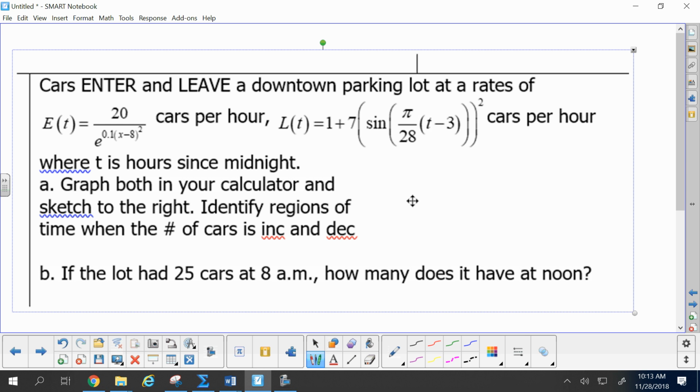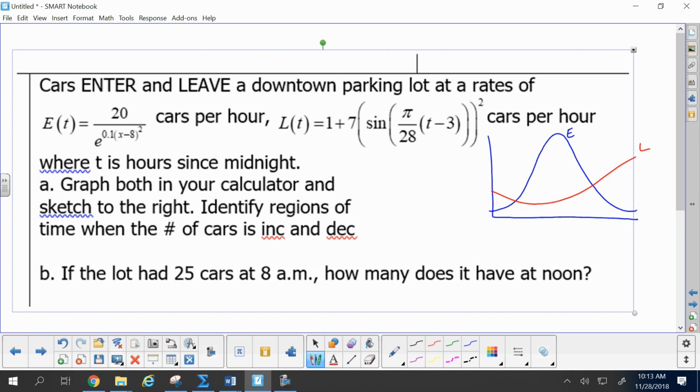But anyway, you didn't have to show the picture, but just to remind you, this is what mine looks like. This is the enter function, and this is the leave function. Like that, yeah? Okay.